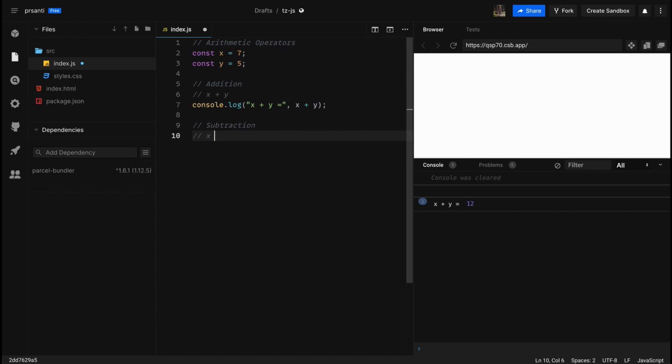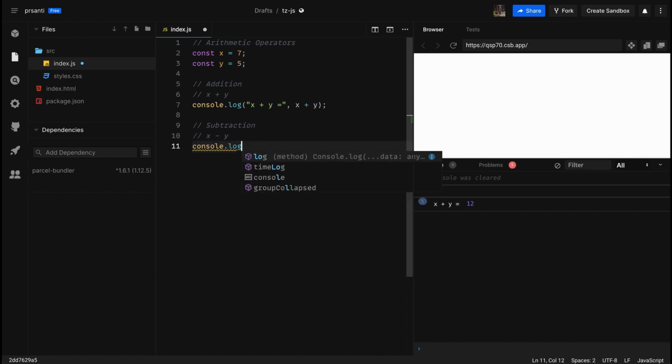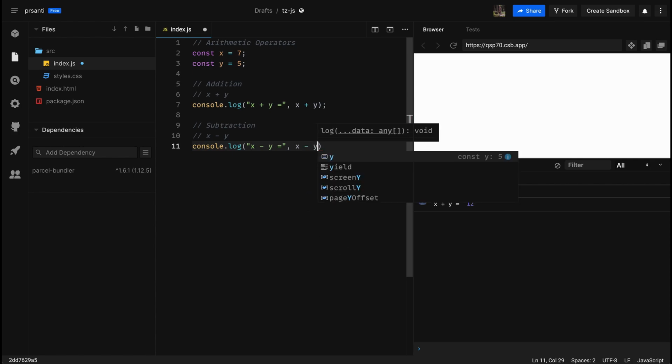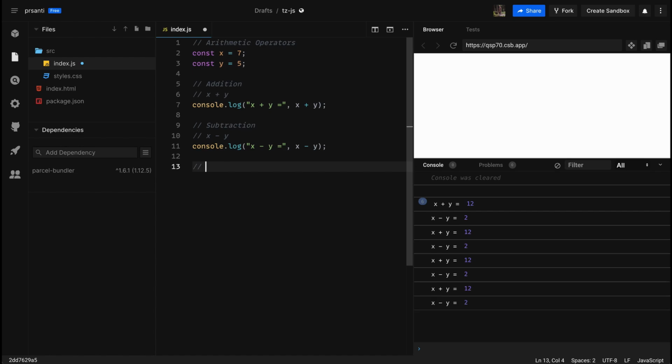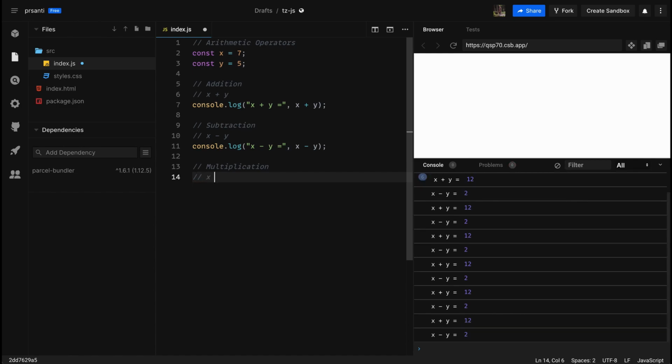We can subtract two numbers by using the minus sign. Now I'm going to console log the result of x minus y. The next operation is multiplication. To multiply two numbers, we use the asterisk sign.